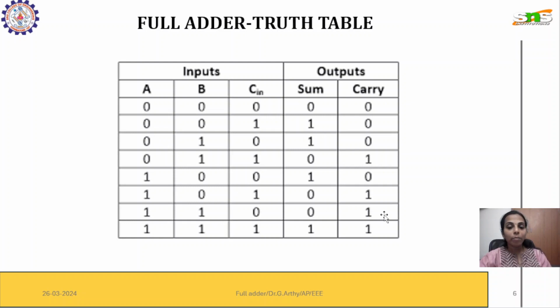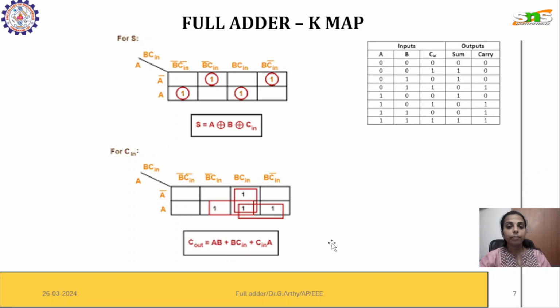Here also it is the same case, 1 plus 1 plus 0. So two ones we will be adding, that is 2, which is 1 0. The 0 will be written in the sum and 1 will be written as the carry. Similarly, when all the inputs are 1, the sum will be 1 and carry will be 1, which is 3, and the binary value corresponding to that.